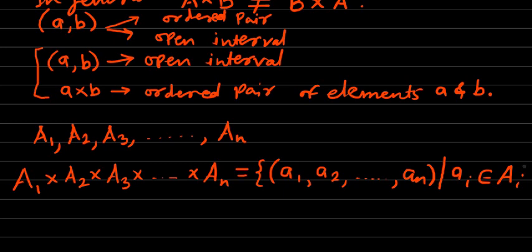Each ai belongs to the corresponding Ai, which means that the first component in each n-tuple should be from the first set, the capital A1. The second component from each n-tuple should be from the second set A2. The third component should be from the third set A3 and so on. The last, that is the nth component, should be from the last, that is the nth set, An. So likewise the Cartesian product of n sets is defined.